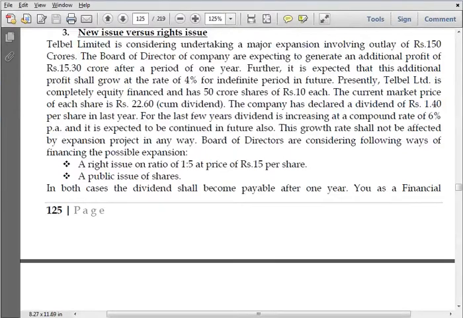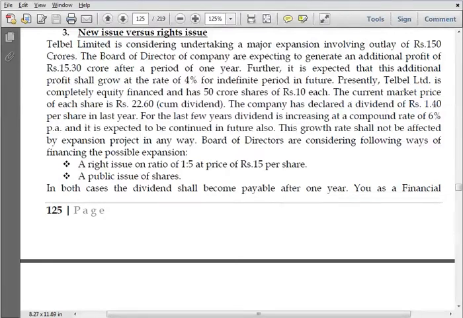minus 4%. 15.3 divided by KE minus 4%, because the project is going to generate 15.3 crores in the first year, and thereafter it is going to grow at the rate of 4%. If it generates in first year, the value of that is computed in year 0. Any doubts till now? Now the next part is, I will have to get the cost of equity.